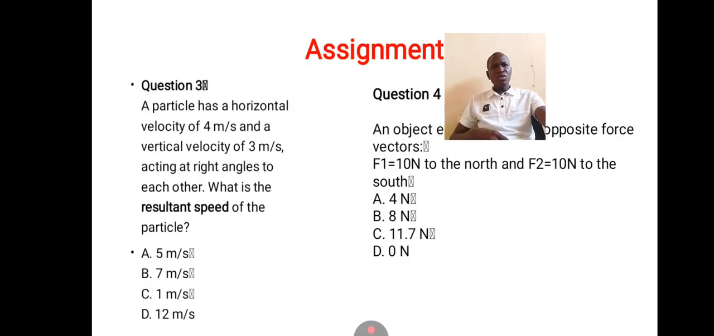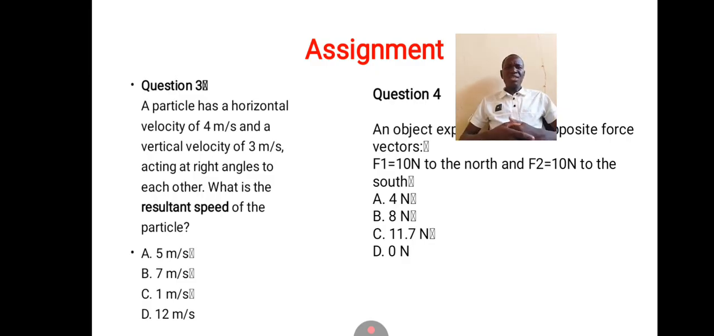Okay, question 3. Question 3 says, a particle has a horizontal velocity of 4 meters per second, and a vertical one. Do you see it now? Instead of east and west, horizontal, vertical. Instead of perpendicular, horizontal, vertical. And all these three are heading to the same place. So you just have to be smart. Okay. So vertical and horizontal acting at a right angle triangle. They are so explicit here, very clear. They said they are acting on a right angle triangle. Okay, what is the resultant speed of the particle?